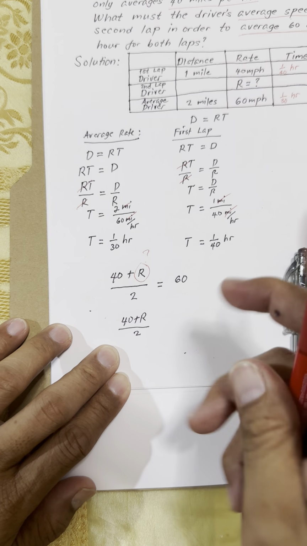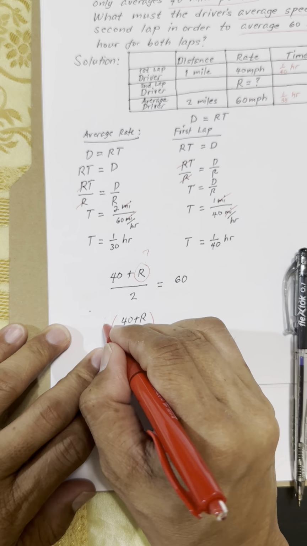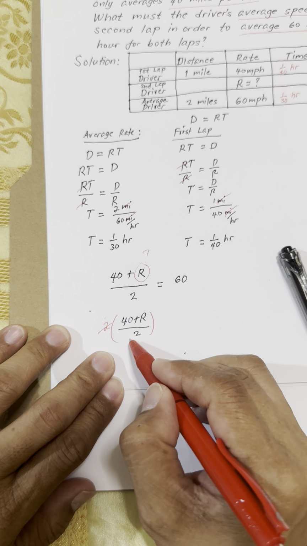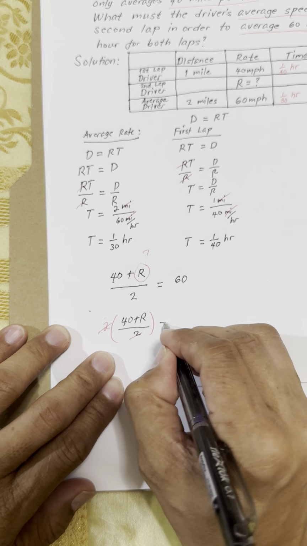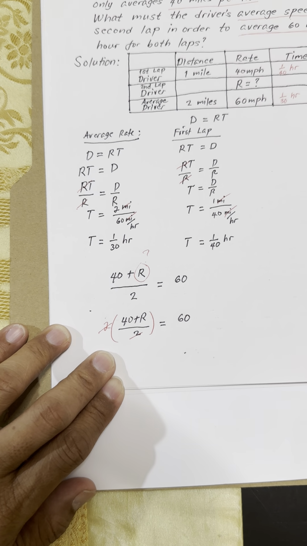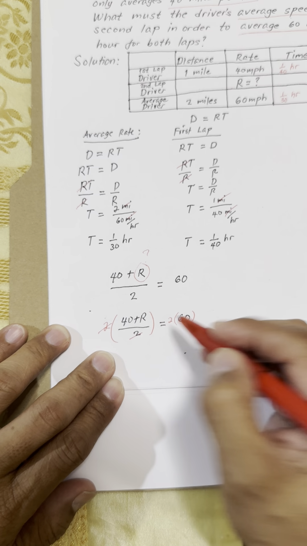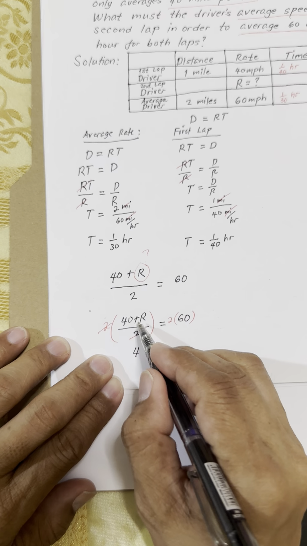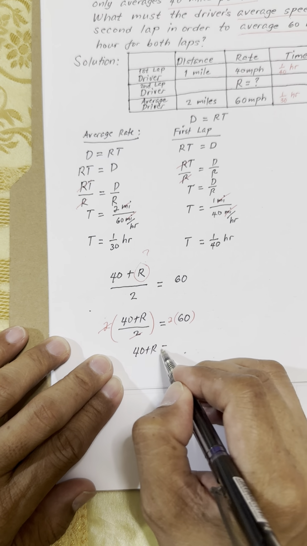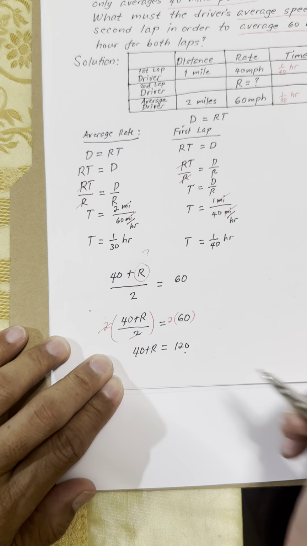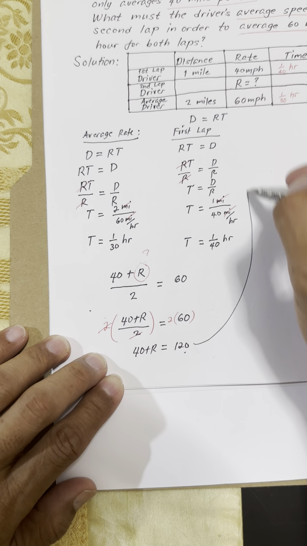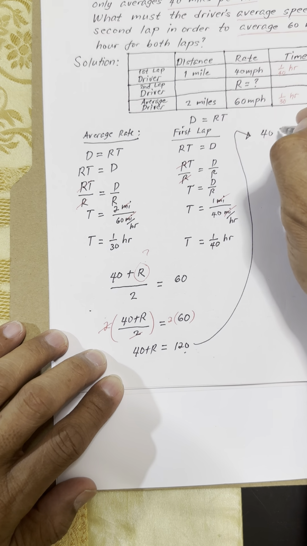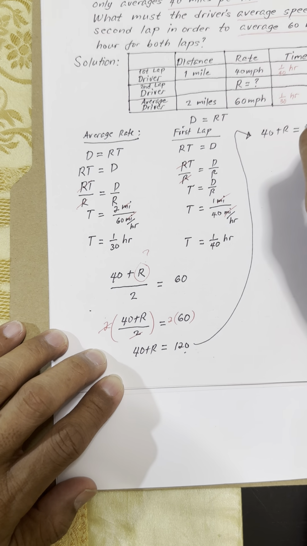Okay, so multiply this by 2. Our purpose here is to make our equation without fraction. So the 2 at the numerator cancels out with the 2 at the denominator. So we also do the same on the other side. On the right side, we multiply this by 2 also. So the expression on the left becomes 40 plus R equal to 2 times 60, which is equal to 120. Okay, so I'll put it here. So 40 plus R equal to 120.